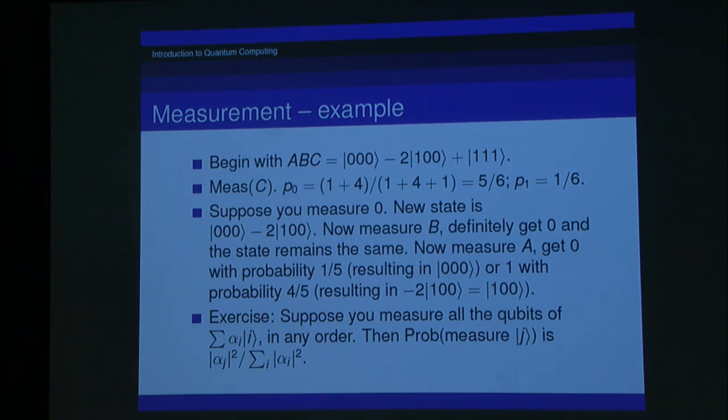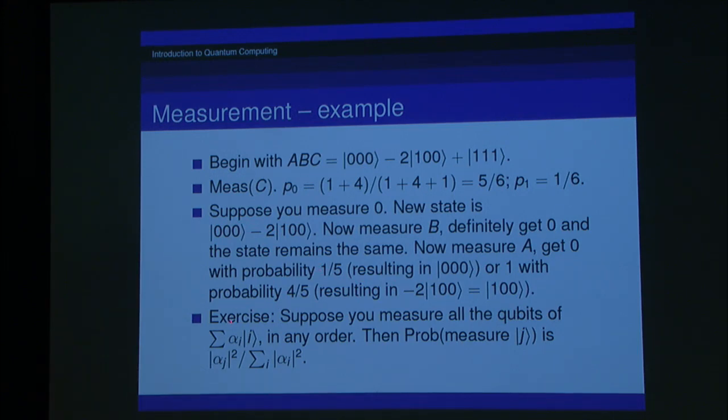Now let's say we measure B. Well, you definitely get a 0, because remember, it's a good liar. There used to be a 1 there, but not anymore. So it's going to be consistent with the first result, and the state now remains the same. Now you measure A, and the chances are 4 to get a 1 versus 1 to get a 0, so a 4-to-1 ratio, 4/5 versus 1/5.